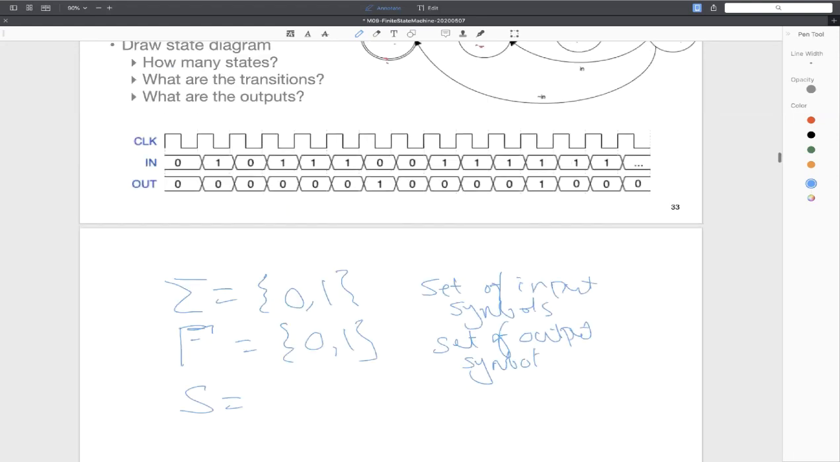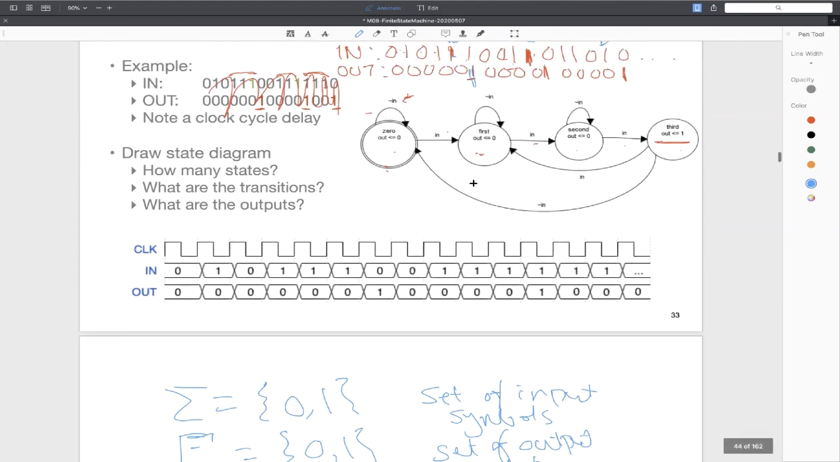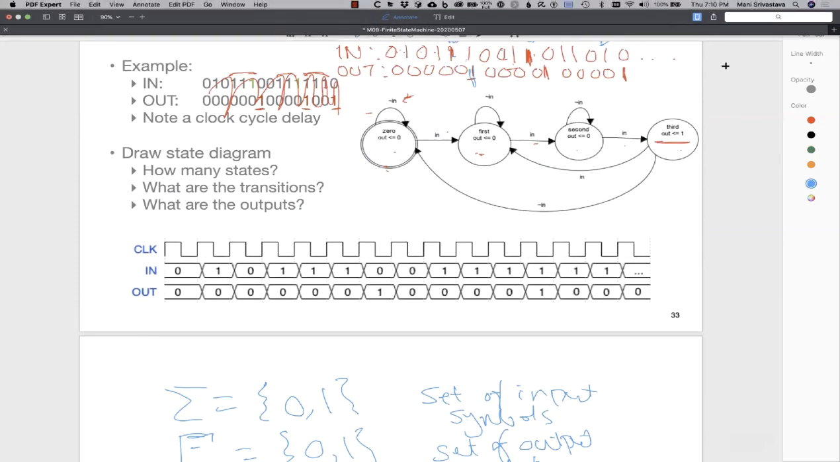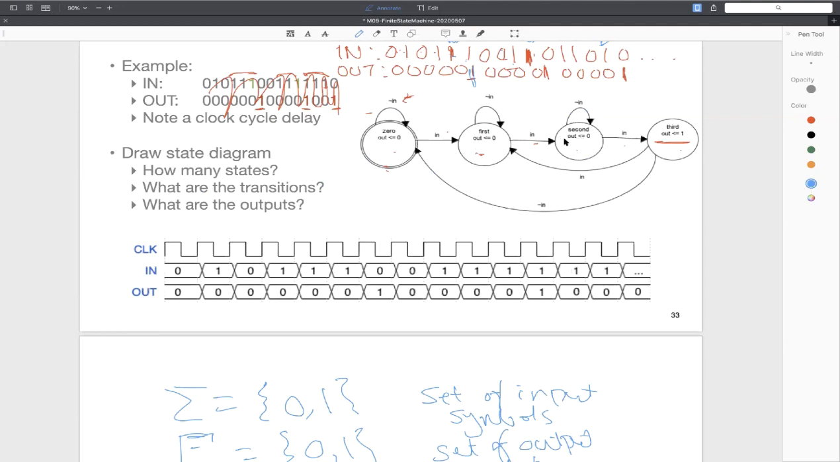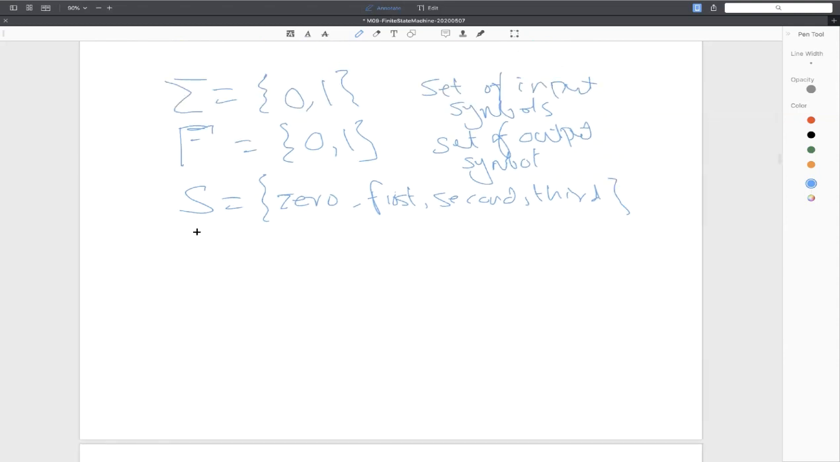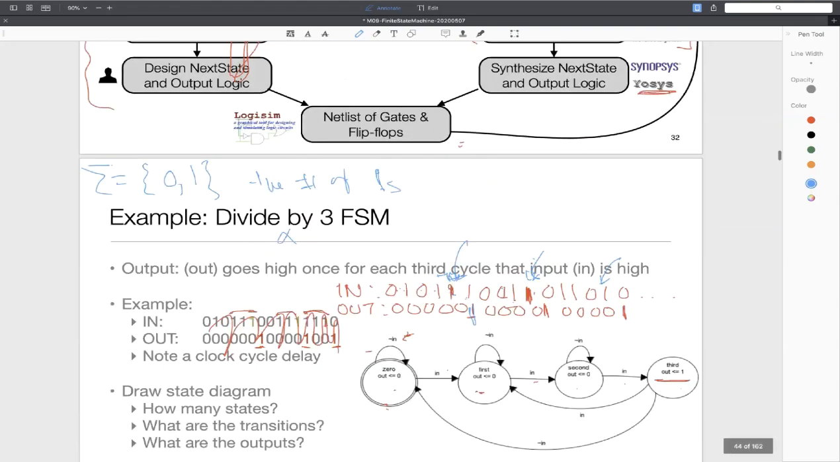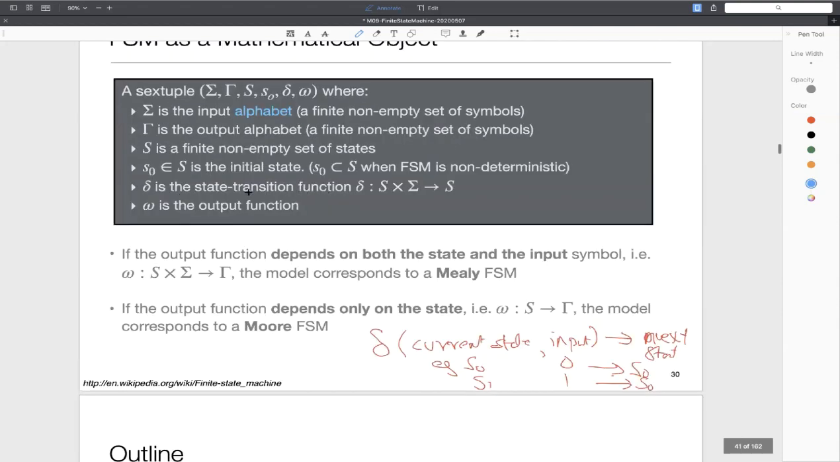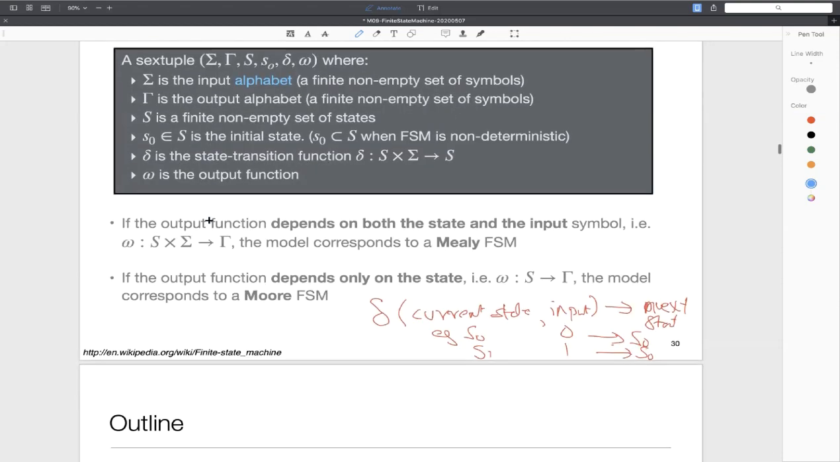Now what is state? I have 4 states out here, right? So they are called 0, first, second, and third. That's literally what I have. They're just names. The initial state is 0, element 0. Then I have to define two functions. If you go back to our definition, I have to define the delta, which is a state transition, and omega, which is the output function.